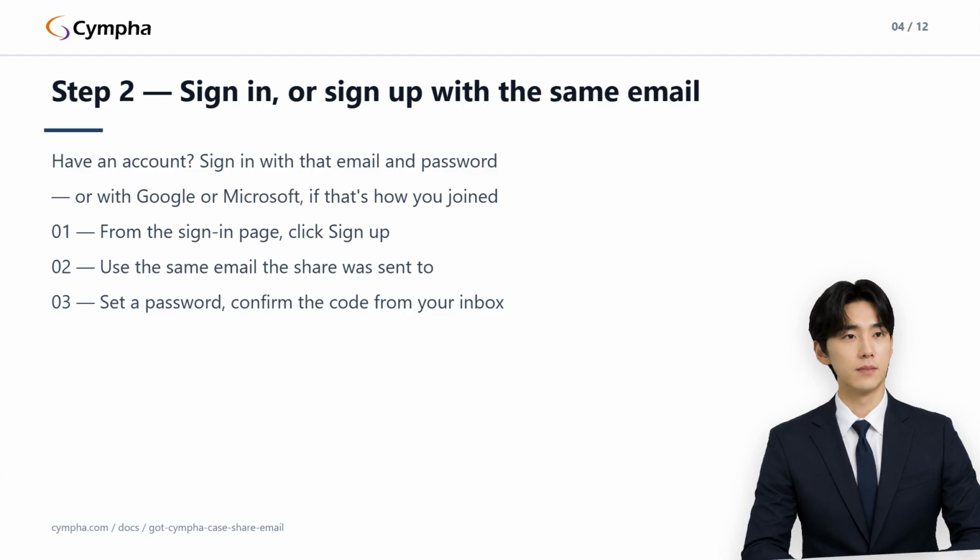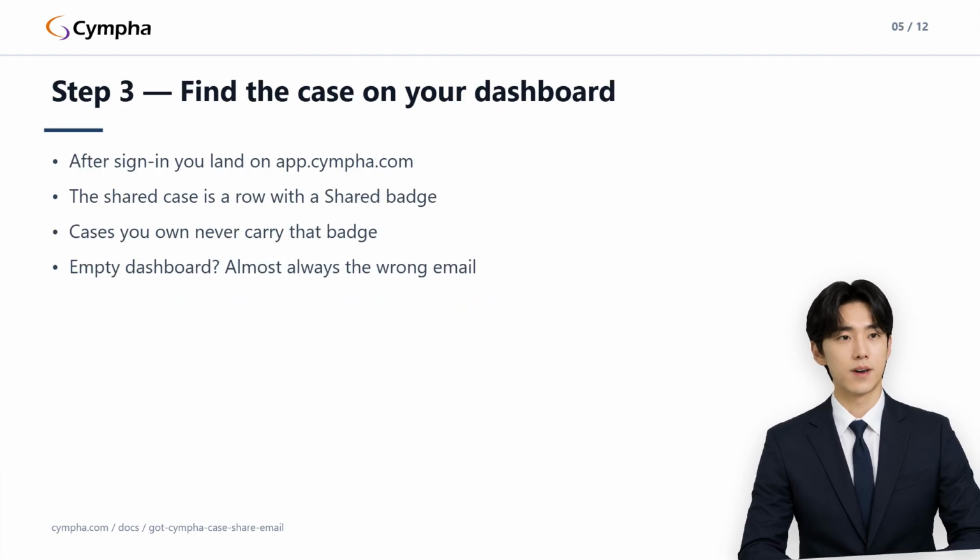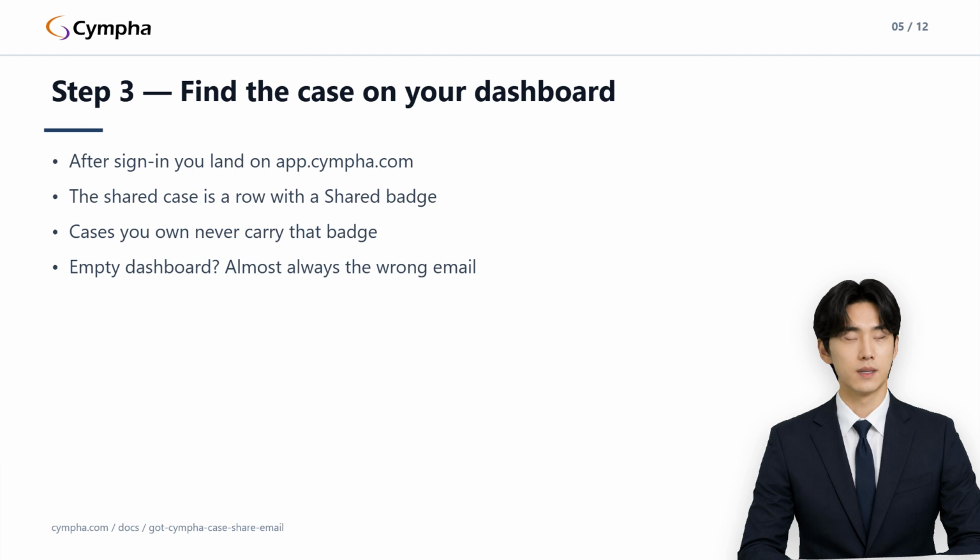Step 3. After sign-in you land on app.cympha.com, that's your case dashboard. The shared case appears as a row, showing the patient's name and the current status, with a small badge reading shared sitting right next to the patient name. That badge is the whole trick for telling your rows apart. Cases you own, cases you created or submitted yourself, do not carry the shared badge, so at a single glance you always know which row came from a colleague and which one is yours.